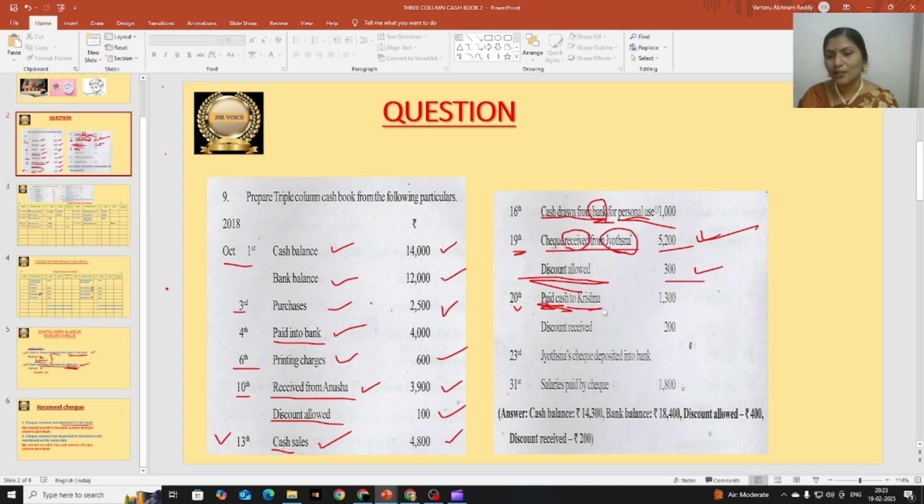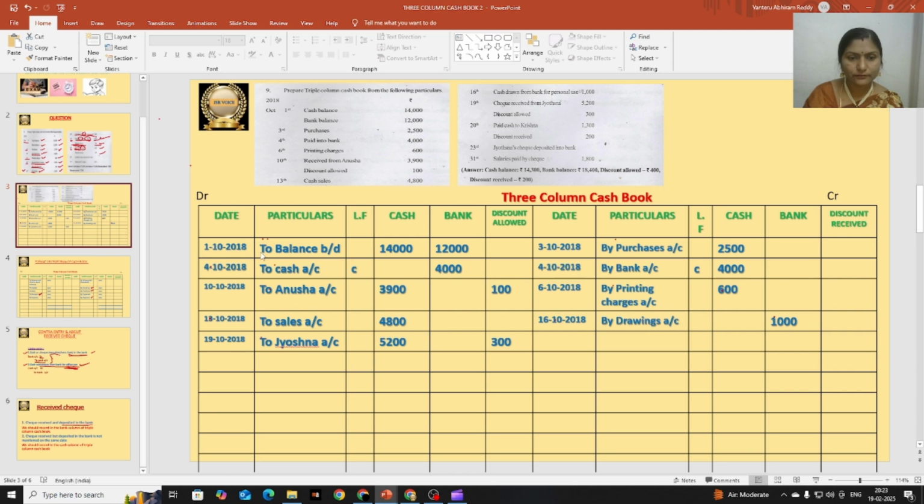To Krishna. So what are we going to write? Krishna account. How much? 1300. Discount received is 200. Let us go and record it. Which side? Credit side. We will record on the credit side. First, the date column. What is the date here? Date is 20.